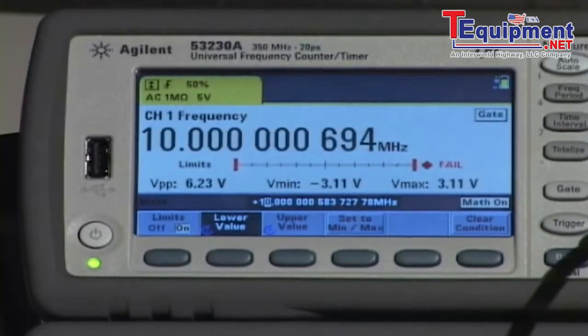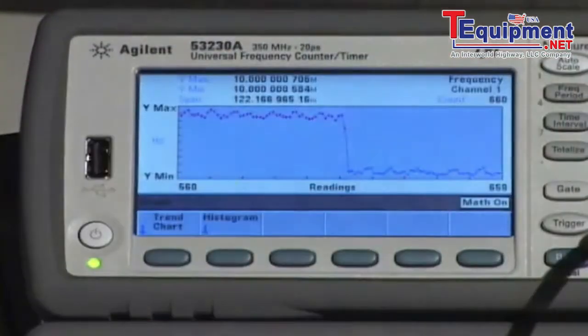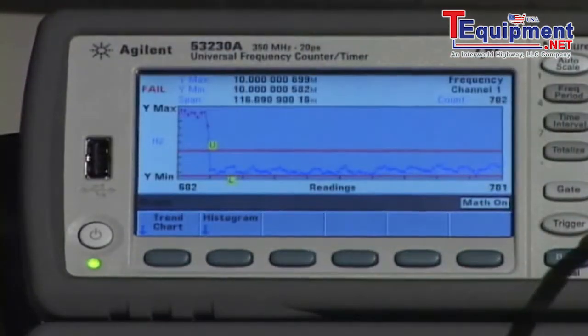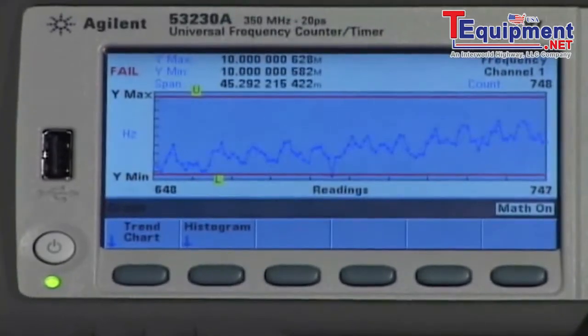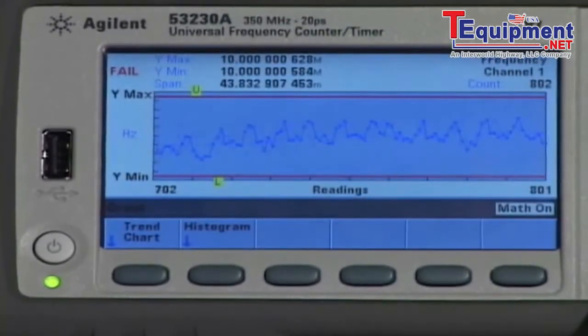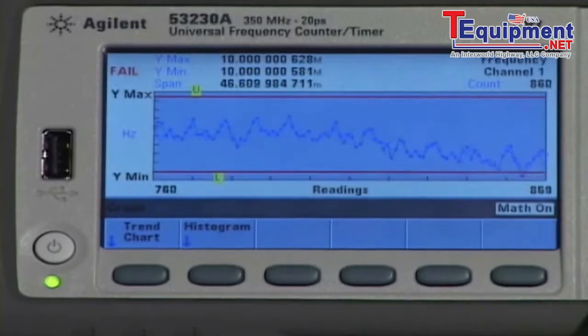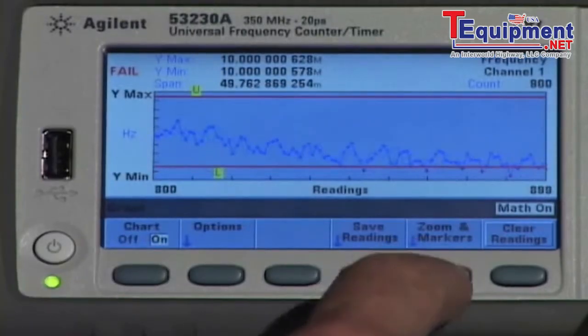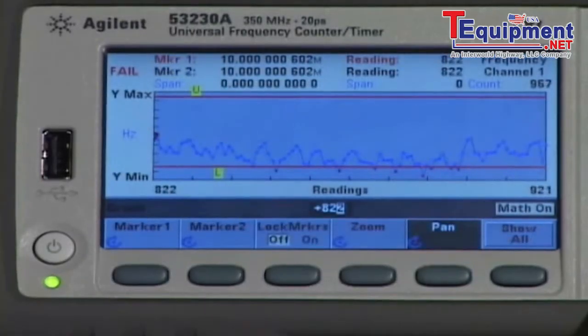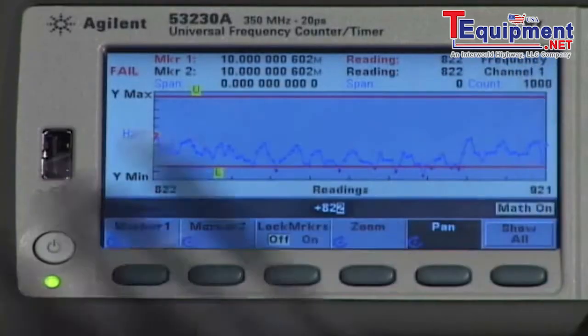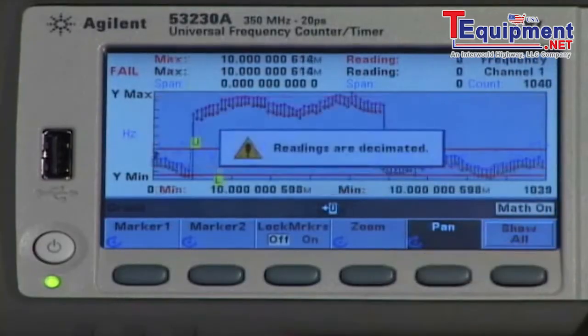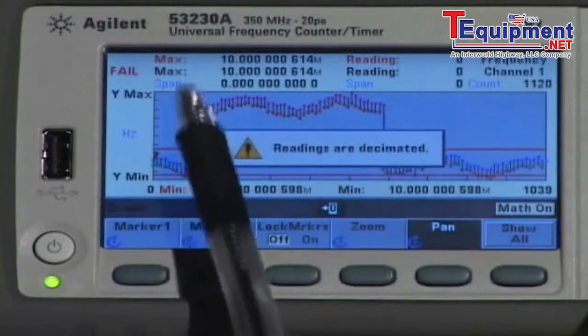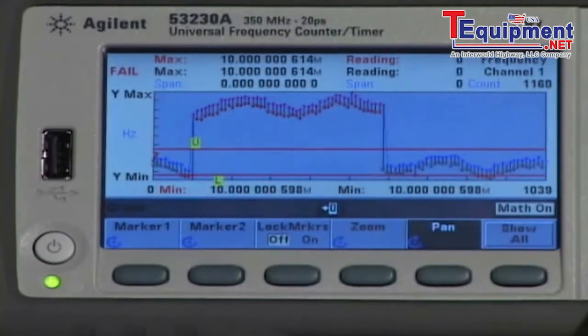is being introduced. But if you move to the trend chart, now you've got those same limit lines extended in an analog form showing exactly what's happening with that signal. Moving to the zoom and markers, I've collected almost 1,000 readings, and I can show all those readings, and you can see the perturbations that have taken place with the signal over time.